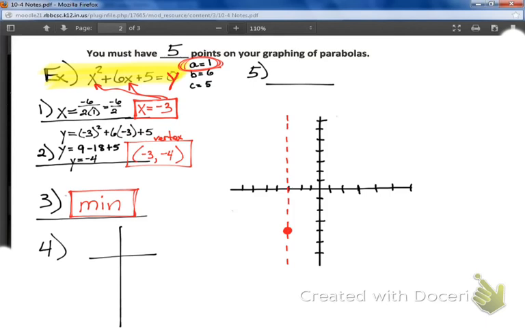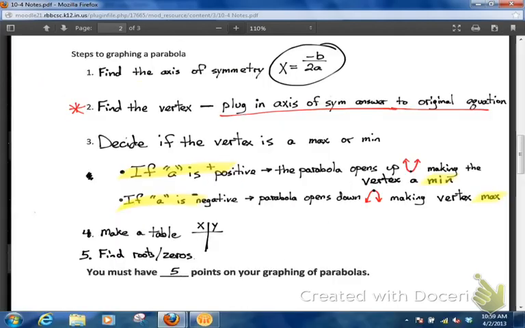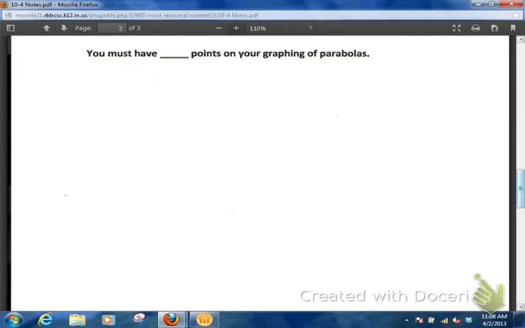Step 4, again, if we go back to our notes, and step 4 says make a table. So step 4 and 5 here says make a table and then find your zeros. So let's go back to our work here and see what we mean by make a table.